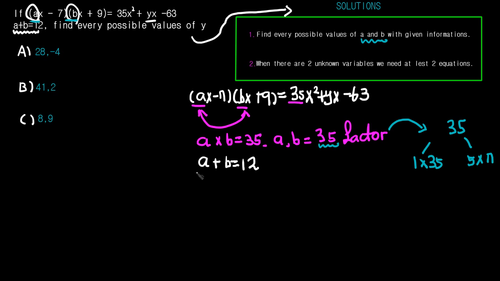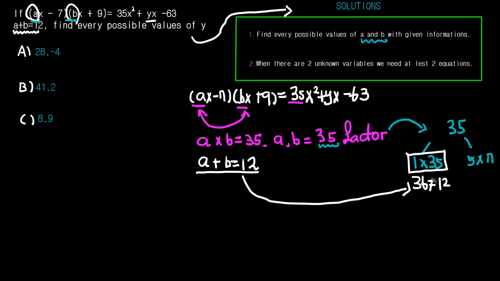So we need to think in terms of 12, if we add them, it gives us 12. But 1 times 35 gives us 35 if we multiply, and if we add them, it gives us 36, which is not equal to 12. But for 5 times 7, if we multiply, it gives us 35, and if we add them, it gives us 12, which is equal to 12.